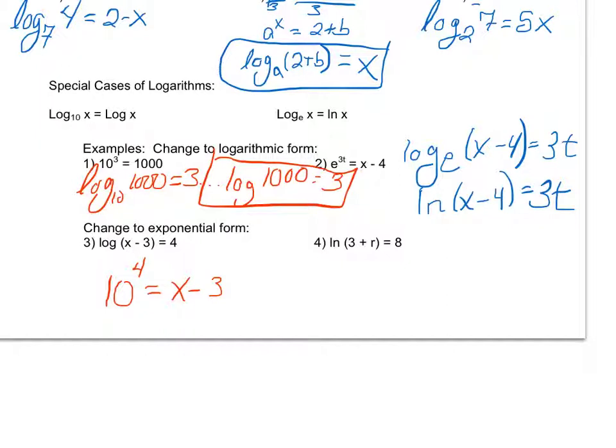And then finally, looking at example 4, doing the same thing, I see I have ln of 3 plus r equals 8. I recognize that if I see ln, it means base e, and when I change forms, I keep the same base. I raise it to whatever my logarithm is equal to, and then set it equal to whatever I'm taking the log of. Again, notice I could now solve this for r, but at this point I'm not being asked to solve, I'm simply being asked to change from one form to another.